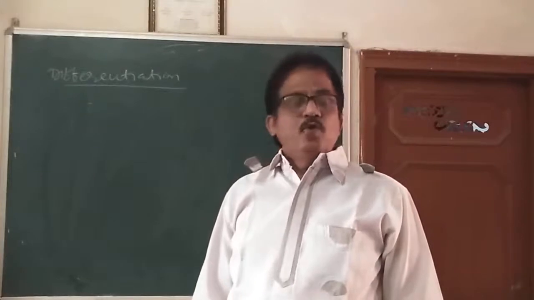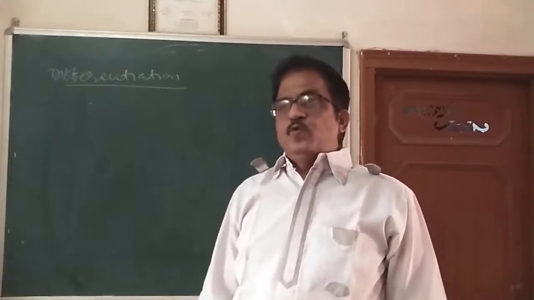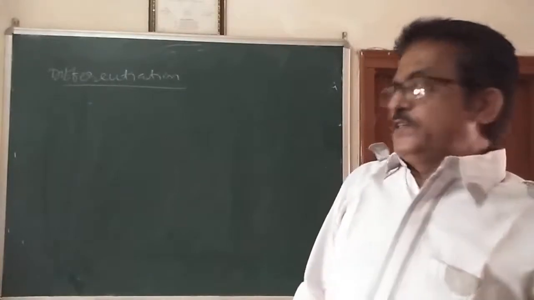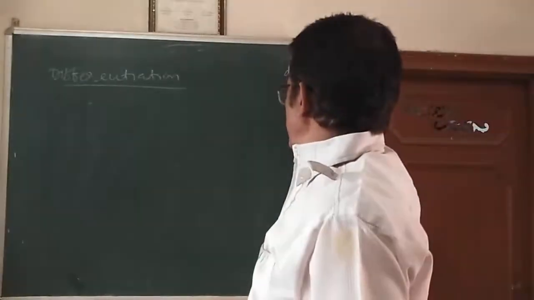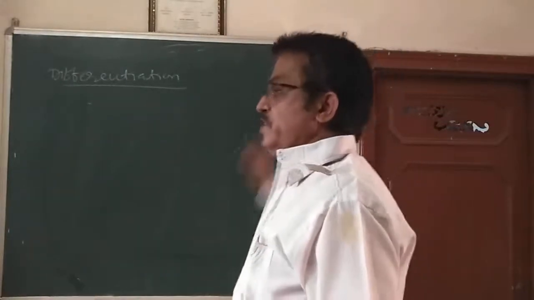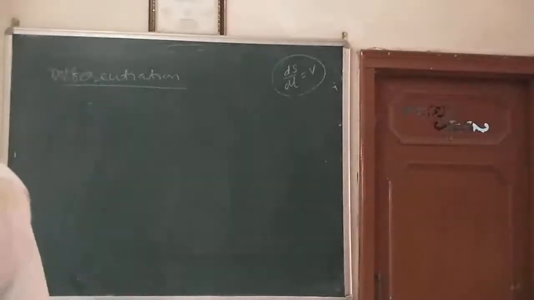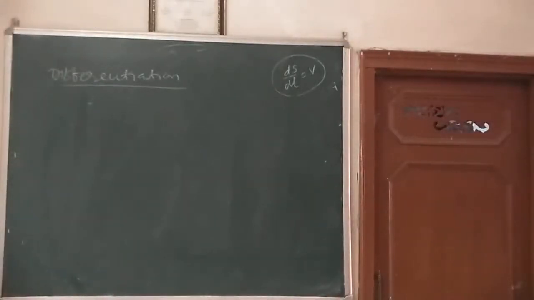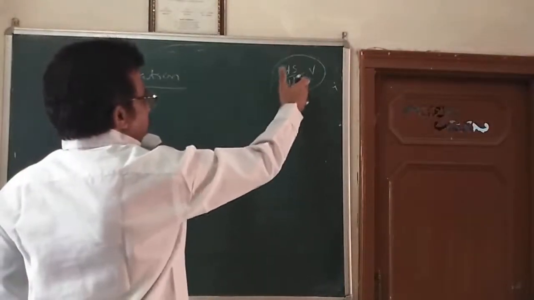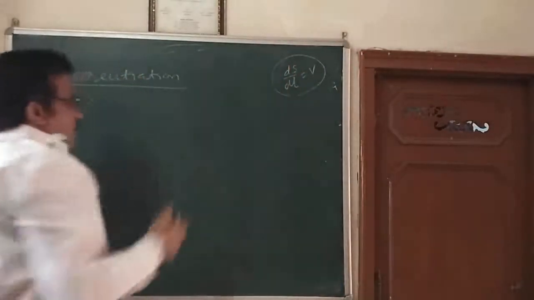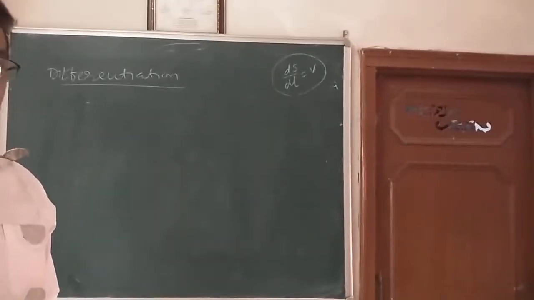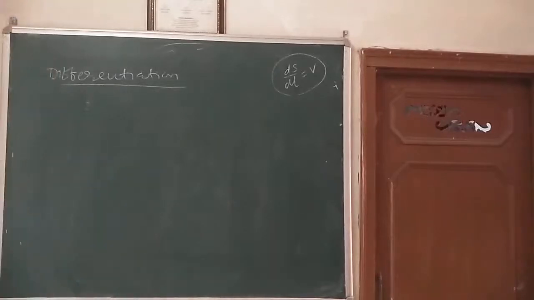In our previous module, we came to one formula, that is ds by dt equal to v. That is an instantaneous speed, the differentiation of distance with respect to time. Here I want to describe what is differentiation and what is integration.